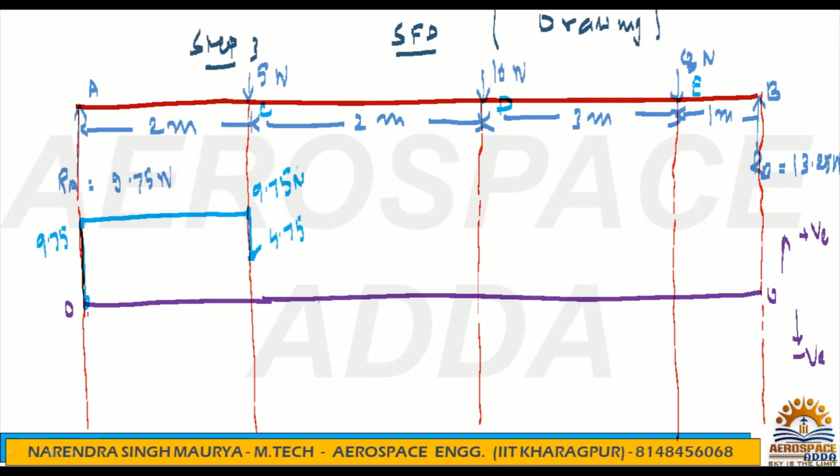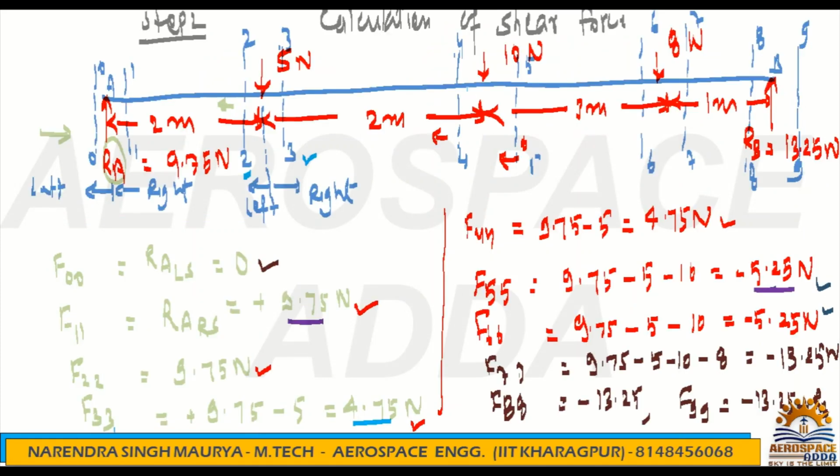Now see, that is just after 5 Newton. Now see just before 10 Newton. Just before 10 Newton means 4-4. Just after 5 Newton it was 3-3, just before 10 Newton it is 4-4. I told you 3-3 and 4-4 will be the same. So just before 10 Newton we have to write for 4-4.